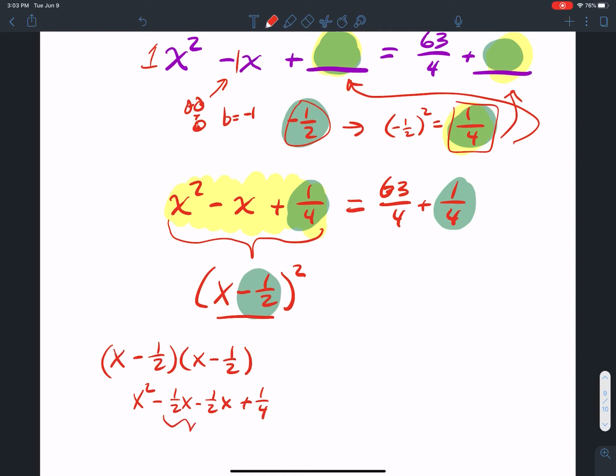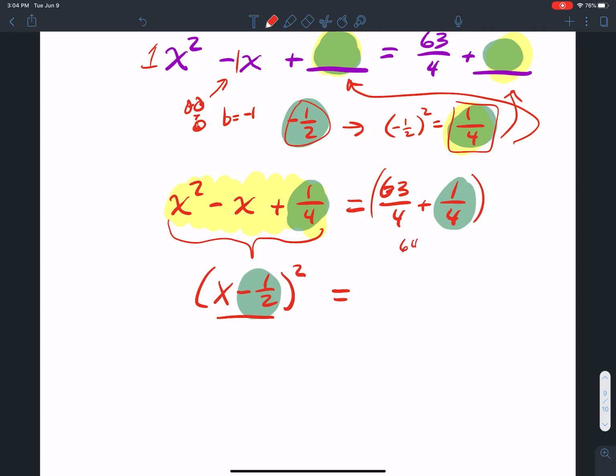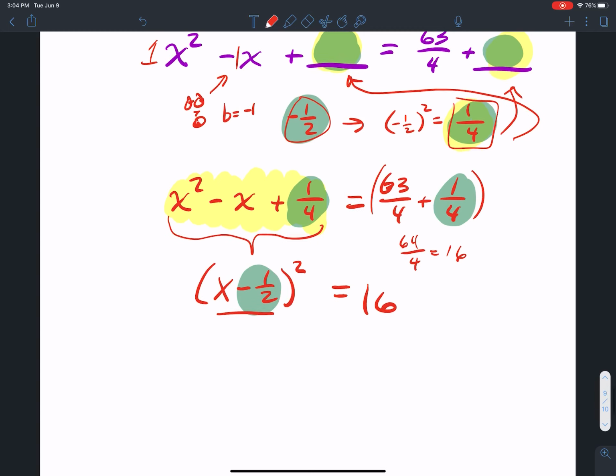And so this gets me negative x. And that gets me the x squared and the plus 1/4. So that works, right? See how that works there? Okay. And if I add those two together, I get 64 over 4, which happens to be 16. So that would be 16.